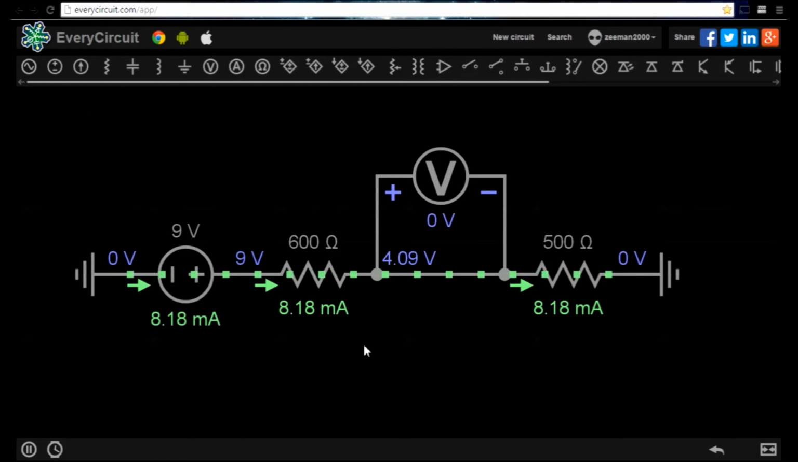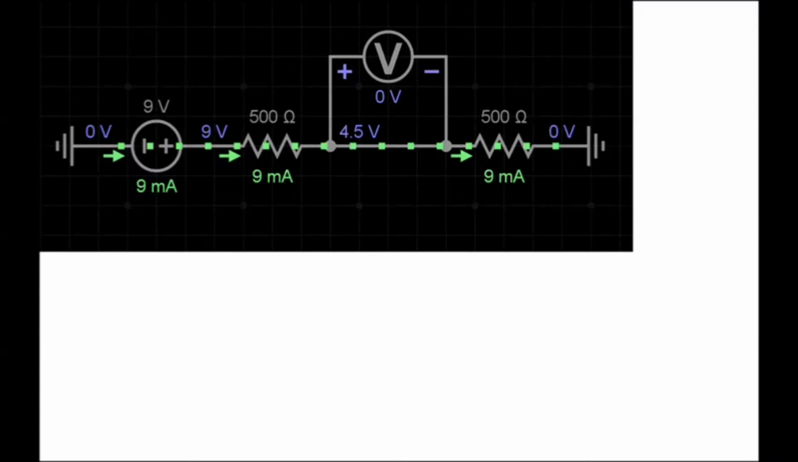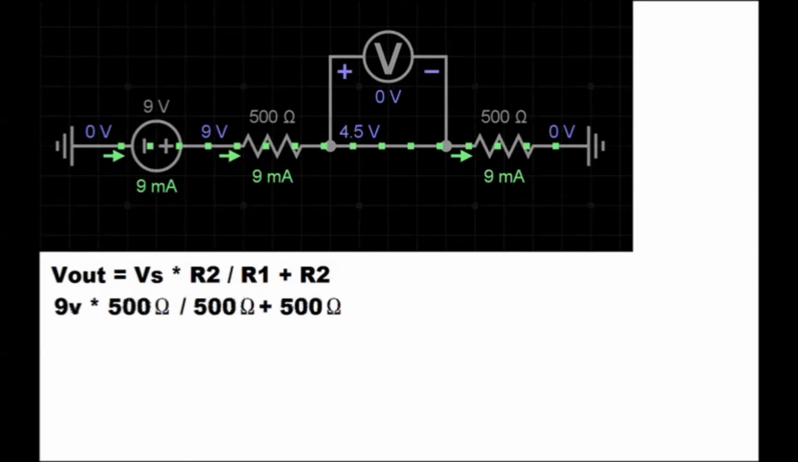Let's look at the equation used to calculate this. The equation is as follows: voltage supply multiplied by resistor 2 divided by resistor 1 plus resistor 2. So our equation looks like this: 9 volts multiplied by 500 ohms divided by 500 ohms plus 500 ohms.